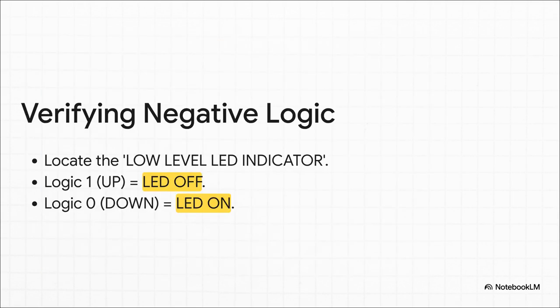So let's try it. We look at the low-level LED indicator, we flip our switch up to logic 1, and what do we see? Nothing. The light is off. And that's because in this system, off means 1. Okay, now flip the switch back down for logic 0, and bam, the light comes on. The light turning on is the confirmation of a 0. It's the complete opposite of what we just saw.